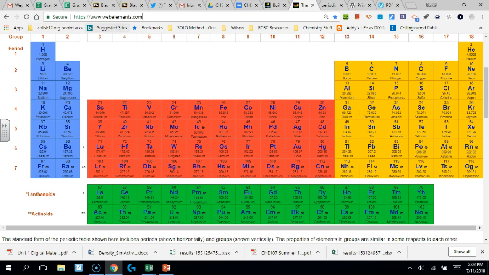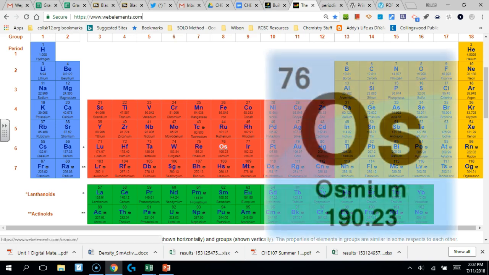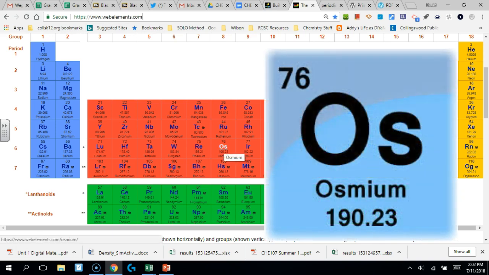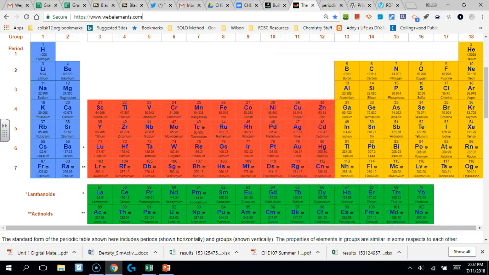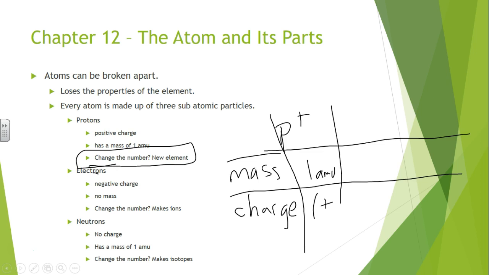If I go down to some element that you may not have even heard of before, like osmium, a really bizarre one, what defines osmium as being an element? Well, it has 76 protons. That's it, because it's atomic number 76. If you are doing work and you have the wrong number of protons, you're talking about a different element.